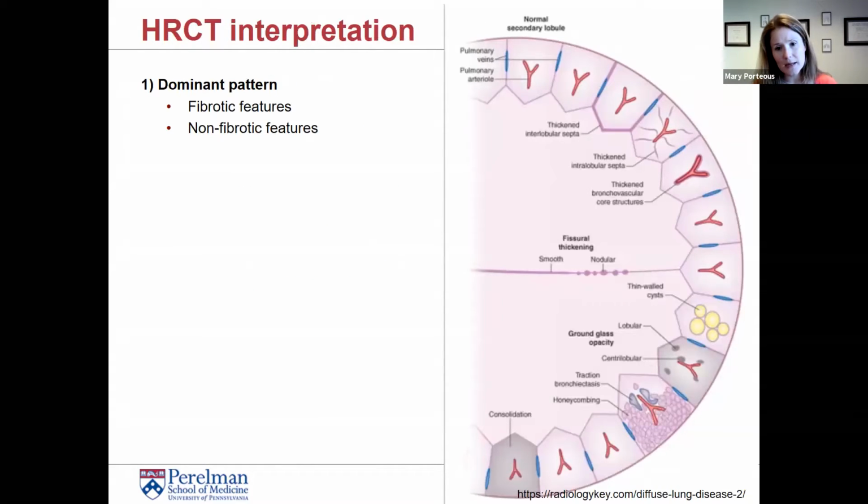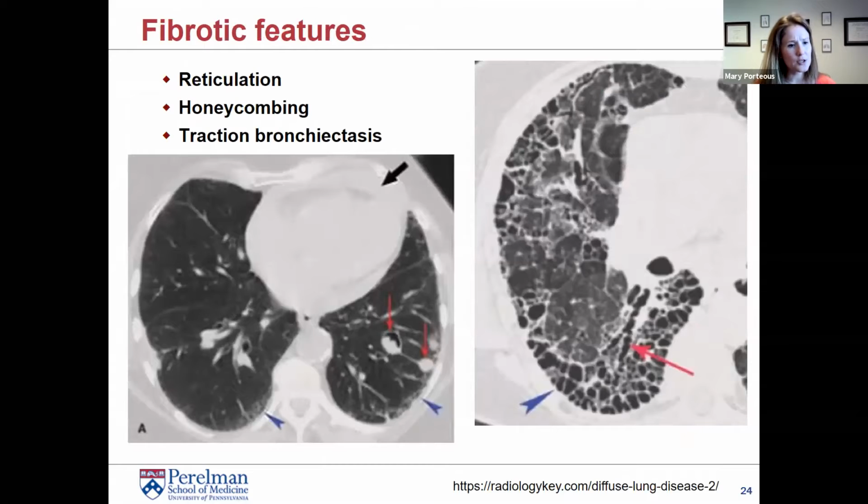So when we get a high resolution CT, what are we looking for? We're looking for the dominant pattern, the fibrotic or non-fibrotic features. Fibrotic features are areas of reticulation, basically inter and intralobular septal thickening. It looks like small curvilinear lines down here with blue arrows.